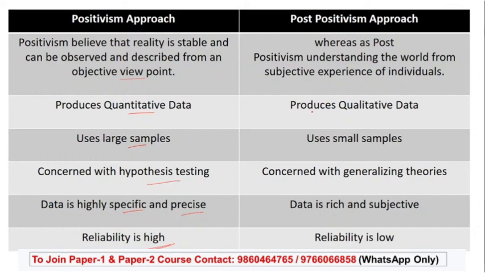Post-positivism, I said, believes in qualitative data. It uses small samples. It is concerned with generalizing the theories, which is rich in subjective data, you can say, and reliability is low here. Okay, fine. I hope it is very clear with these two approaches. At the same time, it is clear which type of questions is expected, and you know how to remember these things, or what exactly you need to remember with respect to this particular topic.